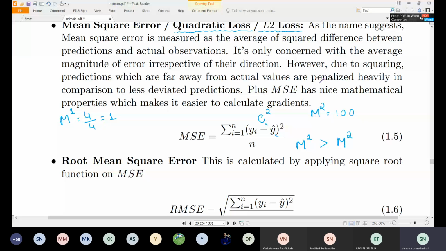But the problem with this is, because you are squaring the error, because you are calculating the error raised to the power 2, it is more influenced by outliers. This is heavily influenced by outliers. So whenever your data has outliers, never use this cost function. Okay.